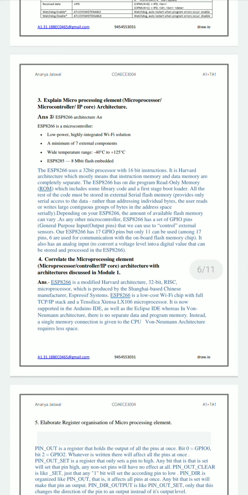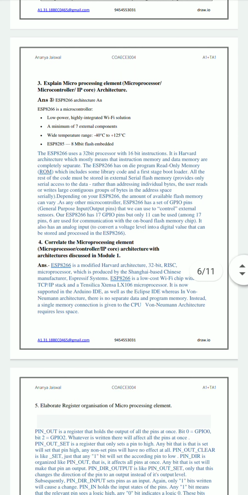So basically, the ESP8266 is a modified Harvard architecture 32-bit RISC microprocessor produced by the Shanghai-based Chinese manufacturer Espressif Systems. The ESP8266 is a low-cost Wi-Fi chip with a full TCP/IP stack and a Tensilica Xtensa LX106 microprocessor. It is now supported in the Arduino IDE as well as the Eclipse IDE. In Von Neumann architecture there is no separate data and program memory. Instead, a single memory connection is given to the CPU. Von Neumann architecture requires less space.